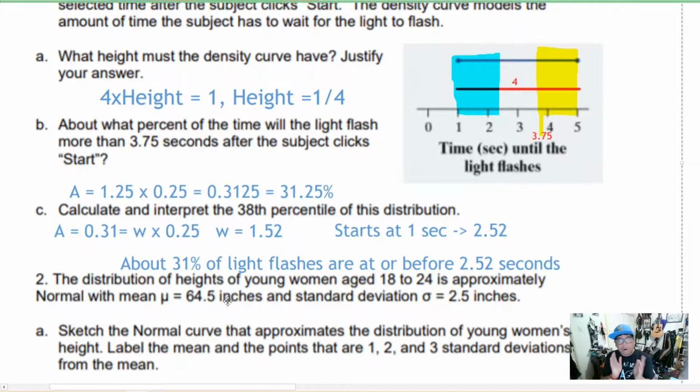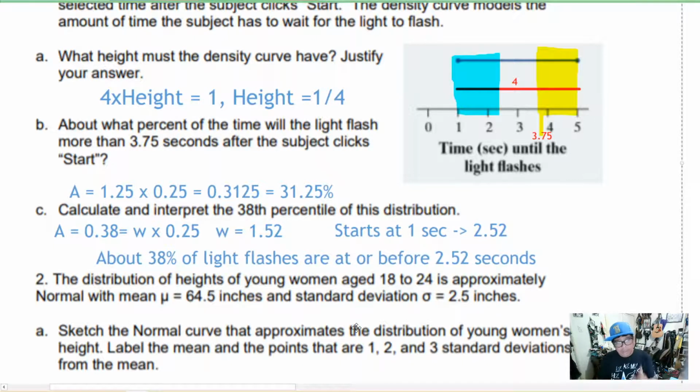And if you remember our interpretation, what we're saying is about 31% of our... Why am I doing 31? It should have been 38. Let's just do 31. 31% of the light flashes are at or before 2.52 seconds. Sorry about that. I don't know why I'm reading these incorrectly. Let's fix those now. Luckily, by magic, the other numbers are correct. So about 38% of the light flashes are at or before 2.52 seconds.